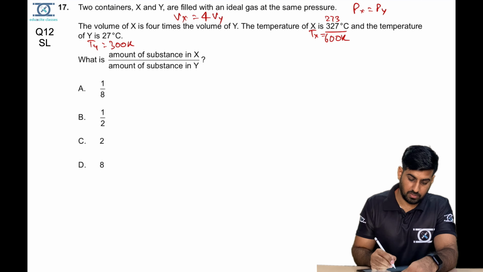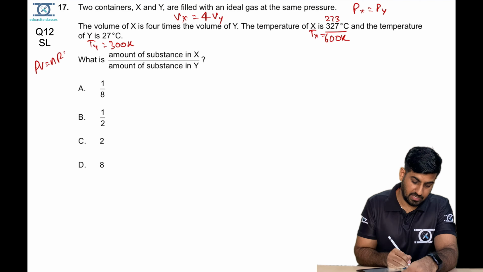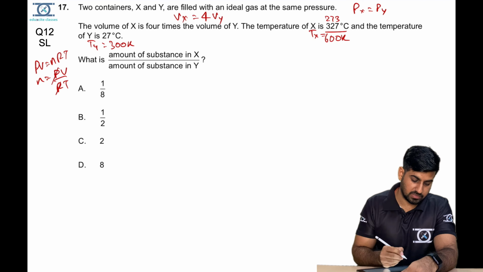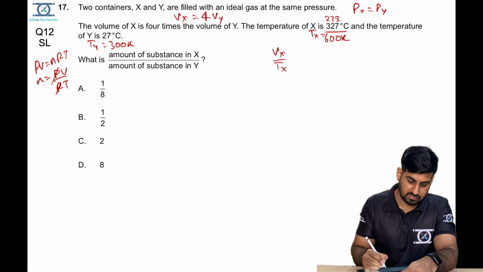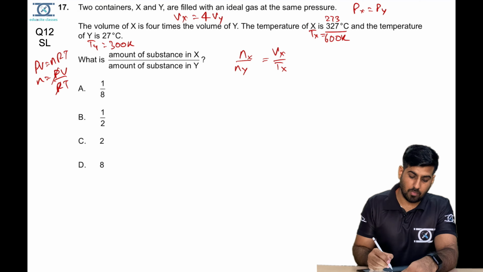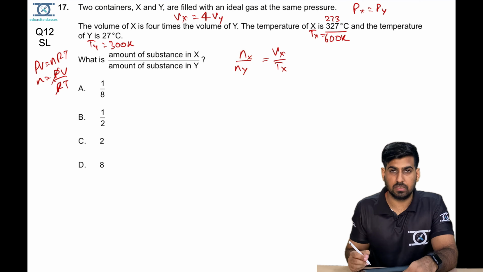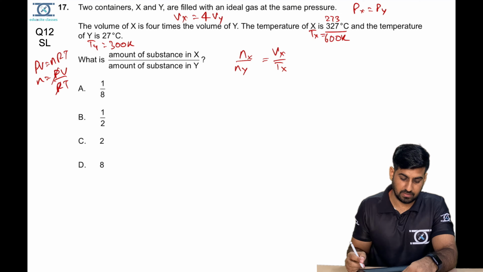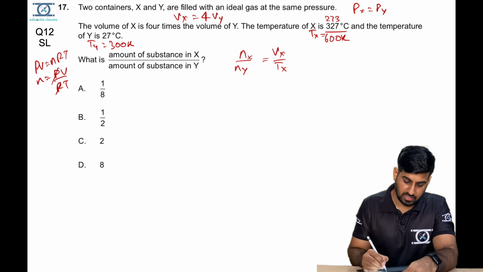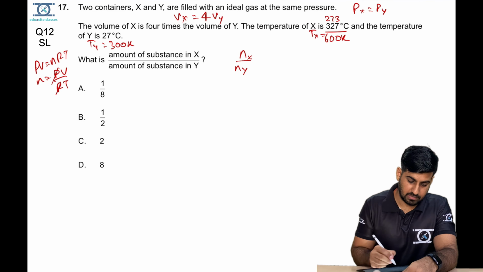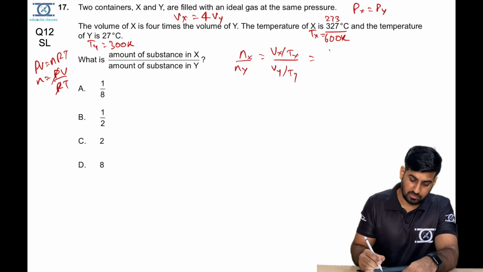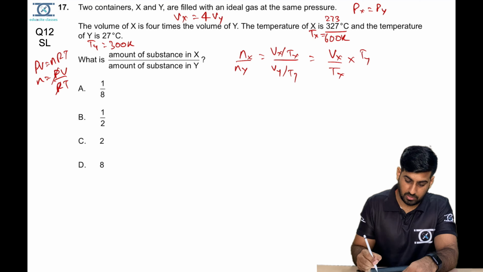273 plus degrees Celsius will give you temperature in Kelvin. So the amount of X, we know that PV is equal to nRT, so n can be written as PV over RT. Okay, so pressure and R are constant, so we can say Vx upon Tx will be the amount of X, and the amount of Y. Now amount I can relate with the number of moles, that doesn't matter because the same containers are there. So Vx upon Tx will be equal to Vy upon Ty.